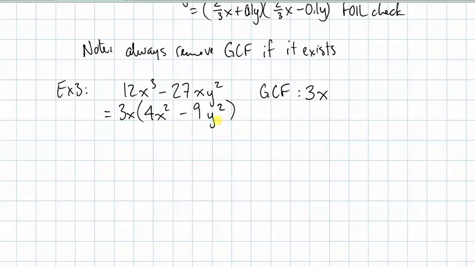What's in the bracket is a difference of squares pattern. I'm going to keep the 3x here. Don't lose that. That GCF comes along from now on. I'm going to put a plus here and a minus here. 2x is the first factor being squared. And 3y is the second factor being squared.